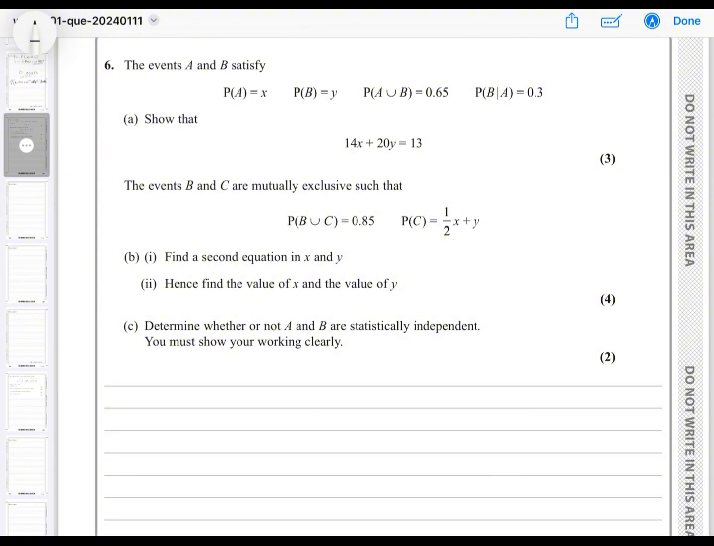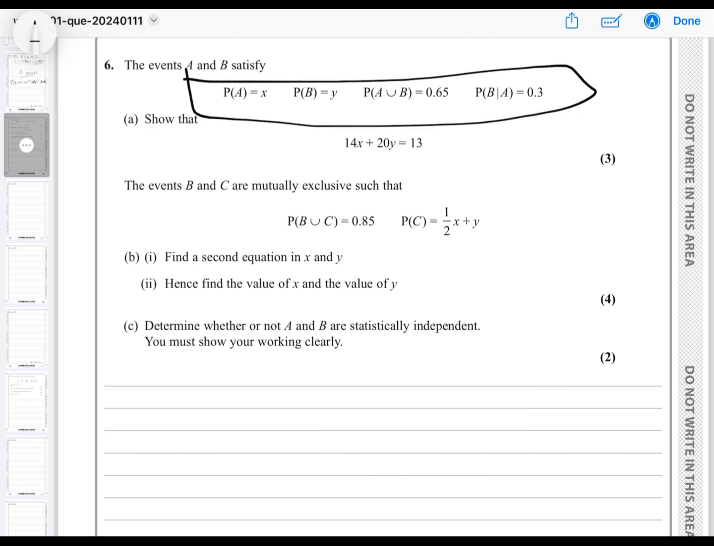Now here they are giving probabilities: the probability of A is x, the probability of B is y, the probability of A union B is 0.65, and the probability of B given A, which is the conditional probability, is 0.3. Now we have to prove this equation.